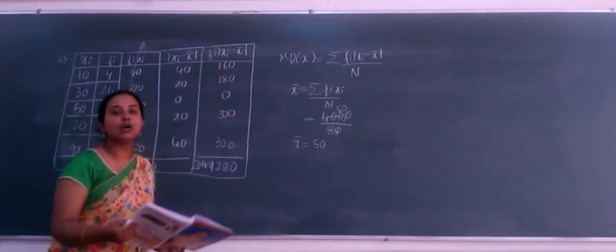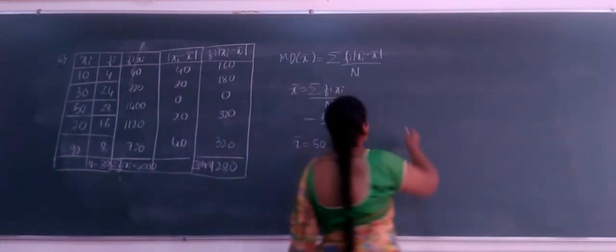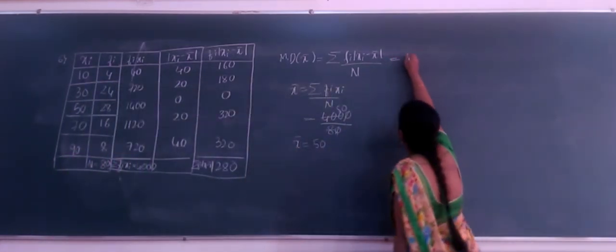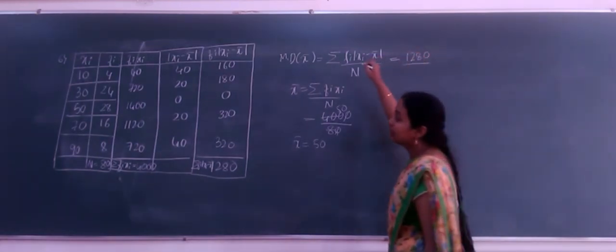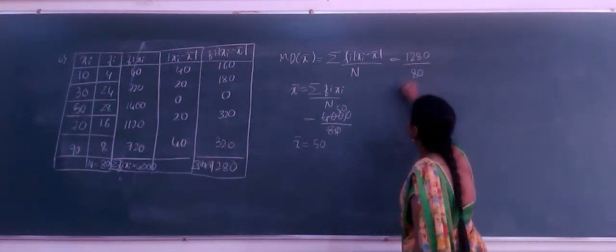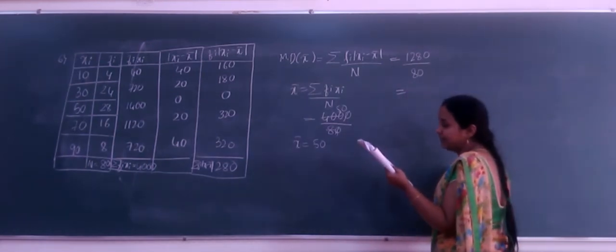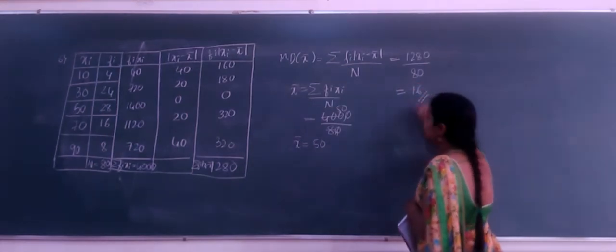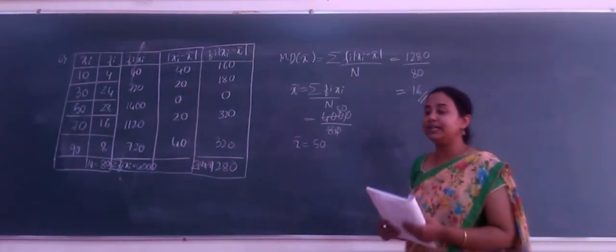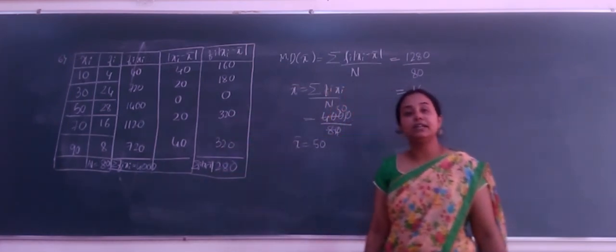Now we know all the values. Just substitute and find the mean deviation about mean. It is 1280 divided by the total frequency, which is 80. After using the calculator and simplifying, you will get the answer as 16. So what is this 16? 16 is the mean deviation about mean for the given discrete data.